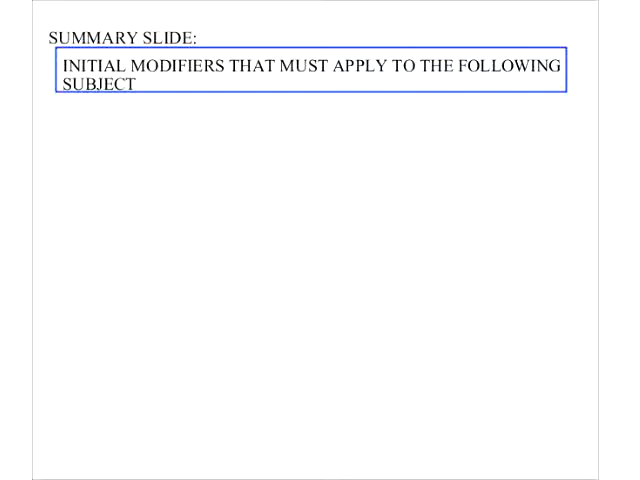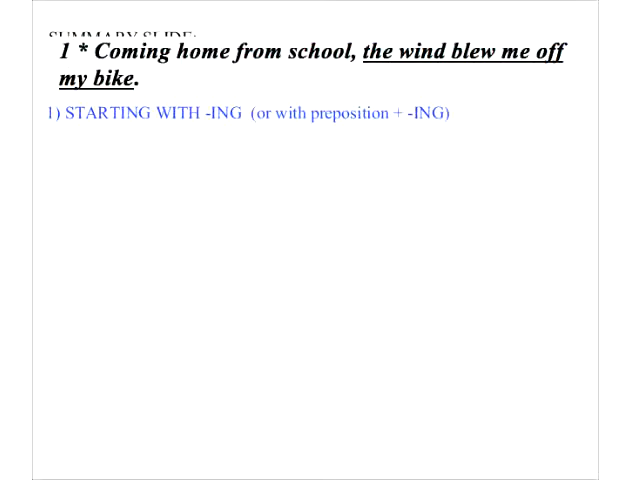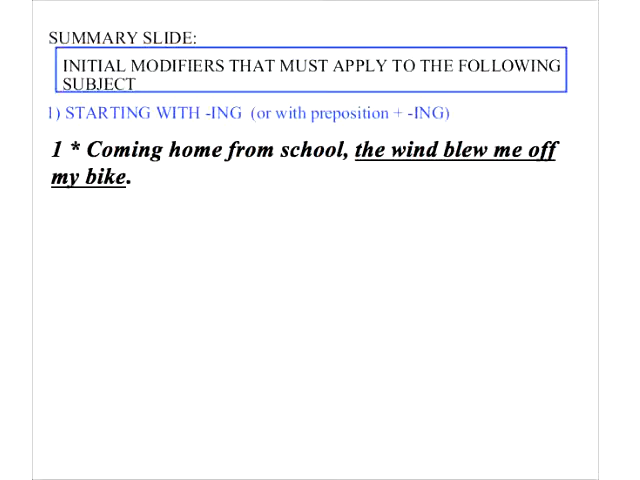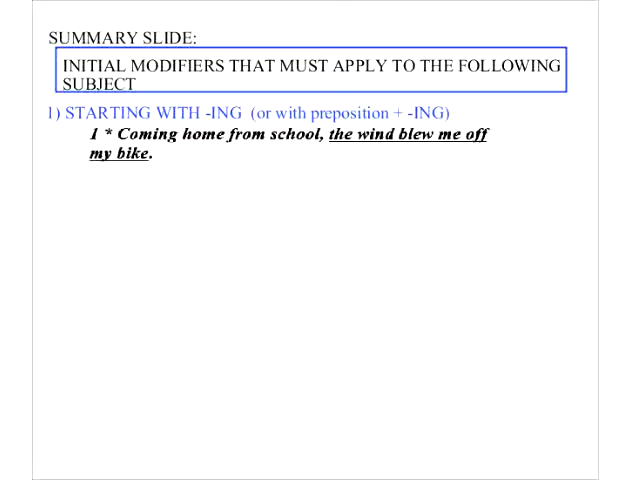So we have the first type, which is starting with ing or with a preposition plus ing. We didn't show you one of those, but if you have in ing or after ing or anything like that, the same rule applies. So this example with coming home from school, the wind blew me off my bike. That's an incorrect version of that.